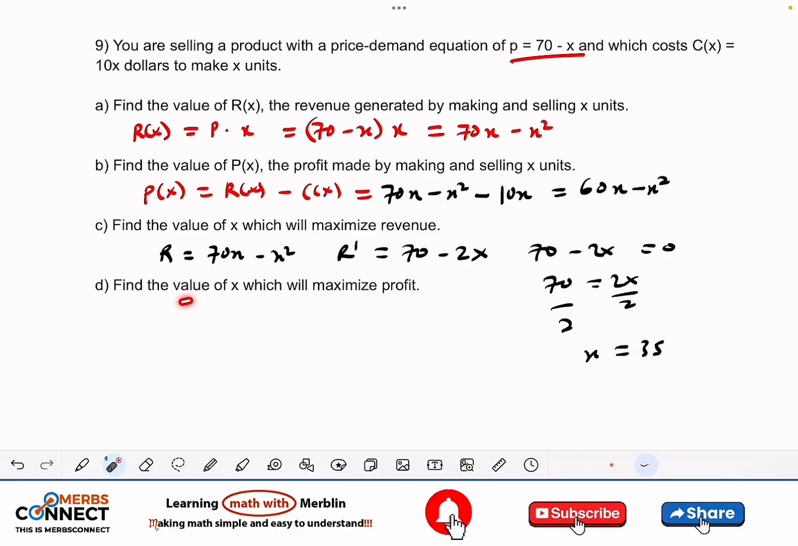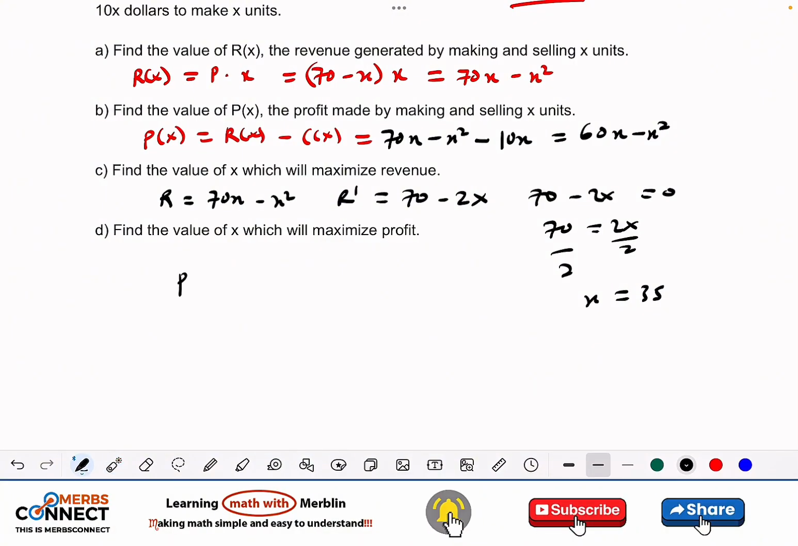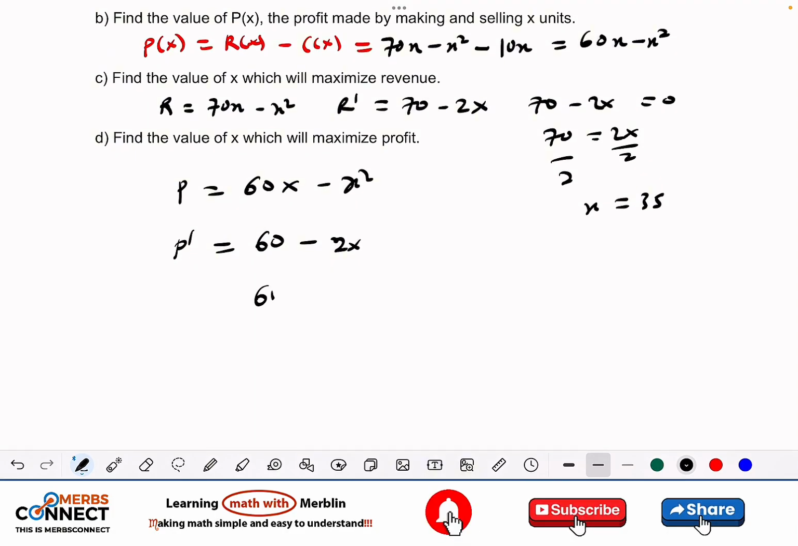So the X value that is going to maximize the revenue is 35. Same thing here. We want to find X that maximizes the profit. This is the profit function. P is equal to 60X minus X squared. So what is P prime? 60 minus 2X. We need to make sure that we find the value of X.